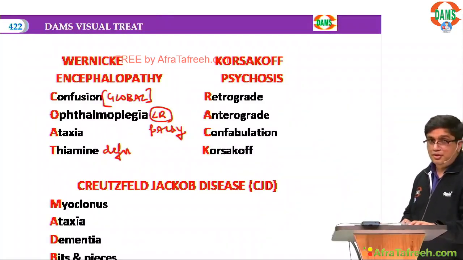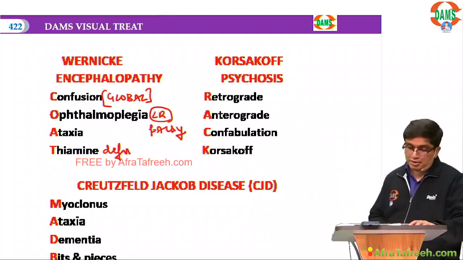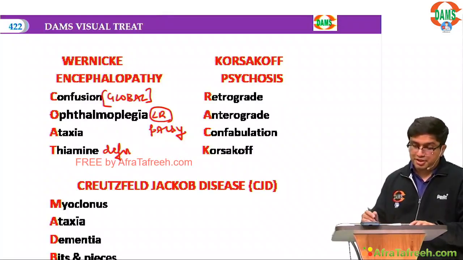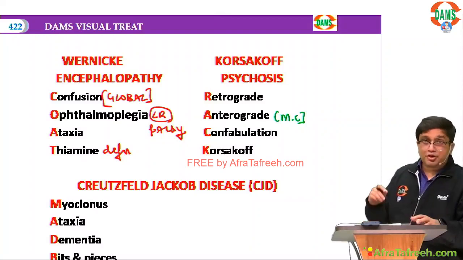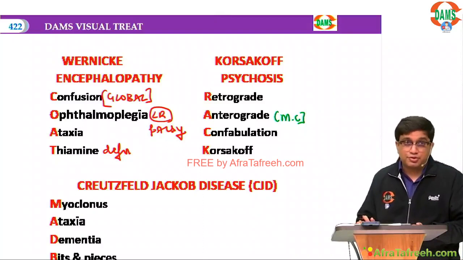Korsakoff is the elder brother who's got retrograde and anterograde both. But the most common type of amnesia that we find in them is anterograde amnesia. They often have a habit of hiding it from the people around by confabulation. That's a patient of Korsakoff.